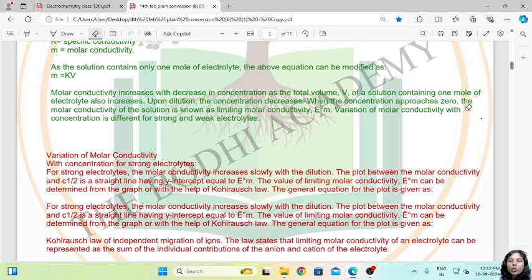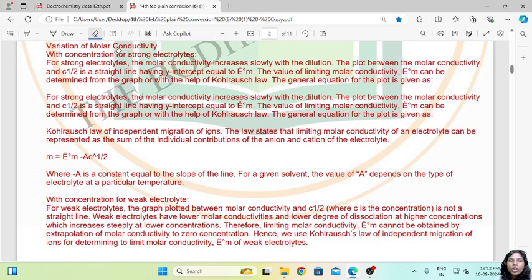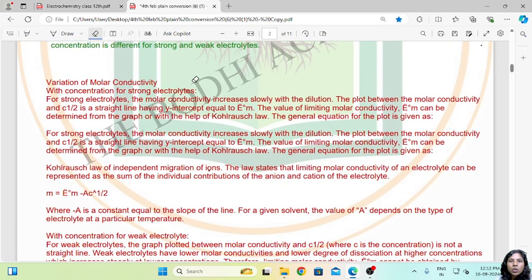So variation of molar conductivity with concentration differs for strong and weak electrolytes. What we know about strong electrolytes is that they easily dissociate. They can easily break down into their constituent cations and anions. Weak electrolytes do dissociate, but they dissociate very slowly. Now, variation of molar conductivity with concentration for strong electrolytes.